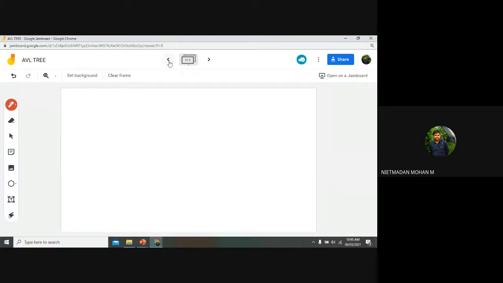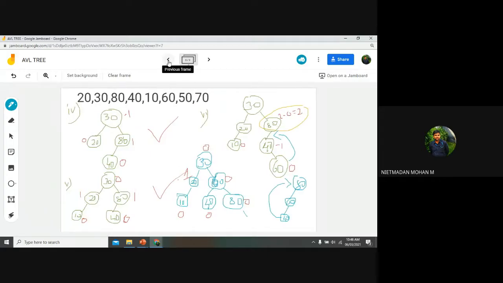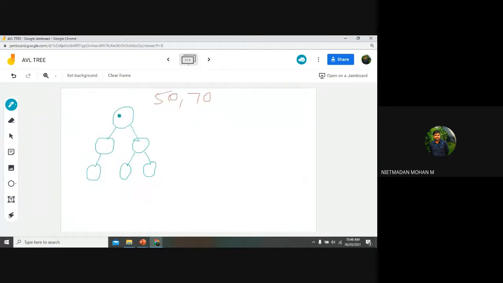So the remaining nodes will be 50 and 70. So the final structure of this tree will be like this, I hope. It will be 30, 20, 60, 10, 40, and 80.